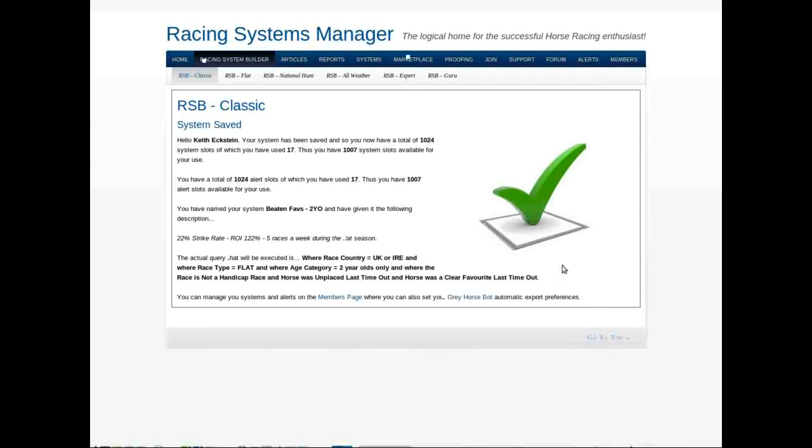A nice little system, 5 races a week during the flat season, a return on investment of 122%, and plenty of room to improve the system, reduce the number of selections, but most importantly improve the profitability.